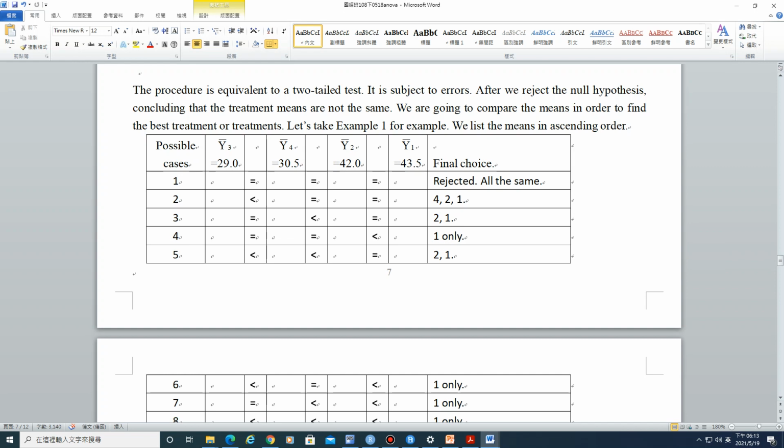The two share the first place because we acknowledge and accept that the difference of 1.5 between the two is not significant. So they are not significantly different. However, we can leave out the others because they are significantly inferior.